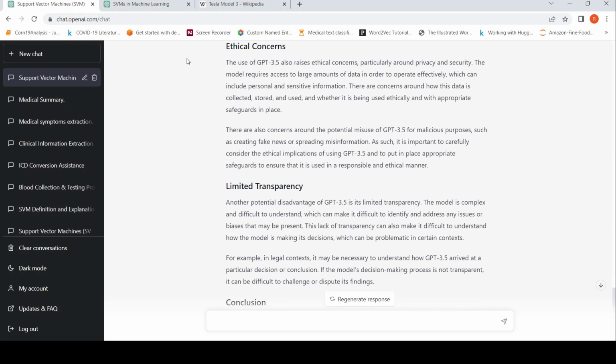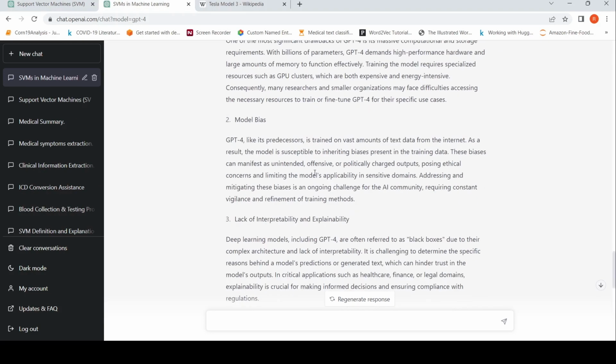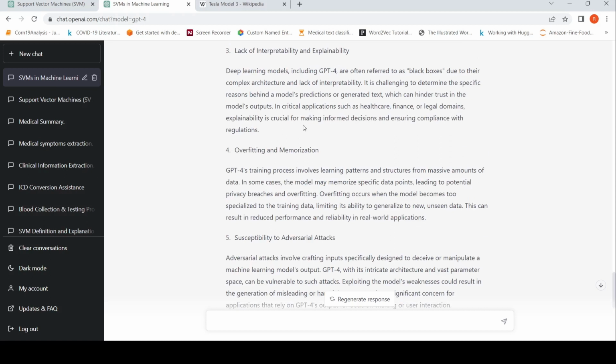Okay, ethical concerns. I think limited transparency is covered here. More or less, they are the same. Maybe this is slightly better than GPT 3.5. Okay, this was with respect to articles, right? Again, it's very difficult to judge which is better, whether GPT-4 gives really incremental improvement over GPT 3.5.